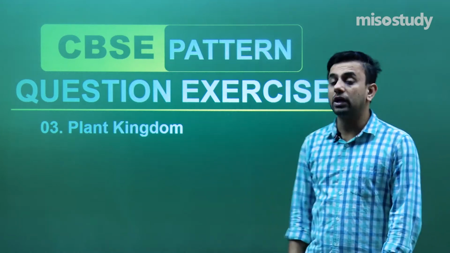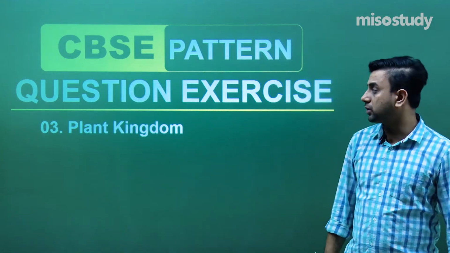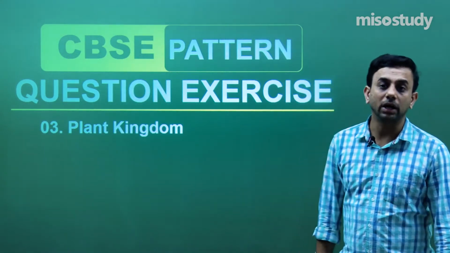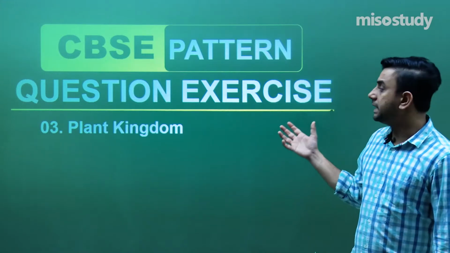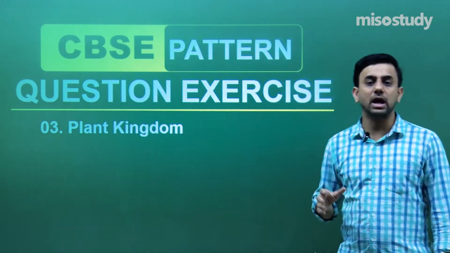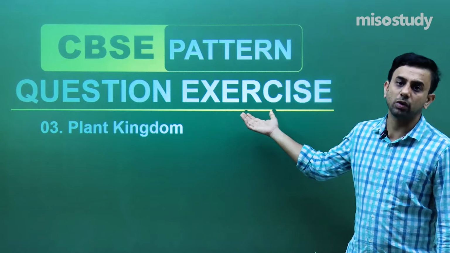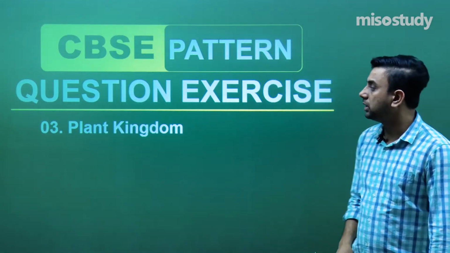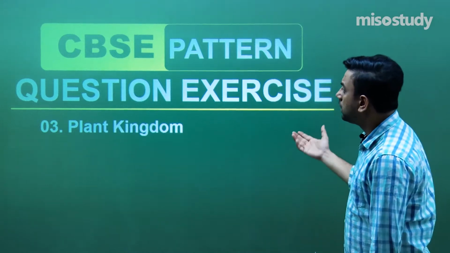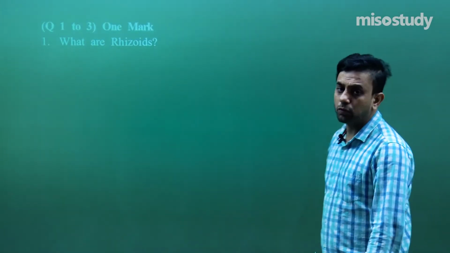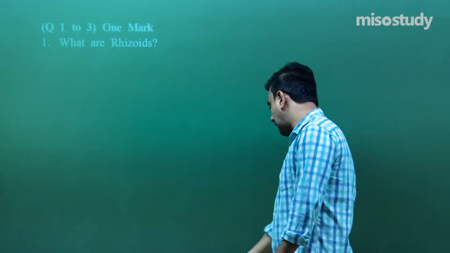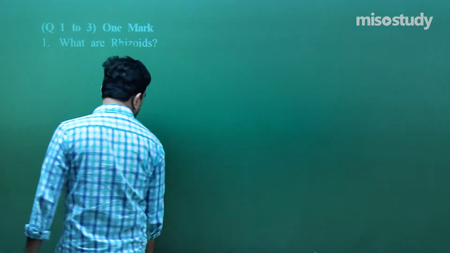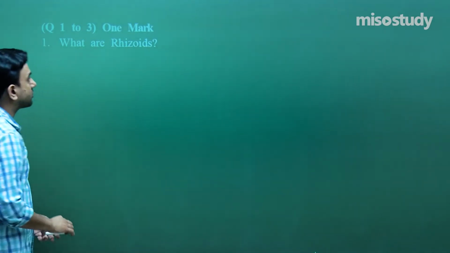Today we are going to discuss the CBSE questions on the plant kingdom. We will see the CBSE pattern questions, and now let us go to the first question of this CBSE pattern exercise. The first question is a 1 mark question: what are rhizoids, and let us talk about what these rhizoids are.